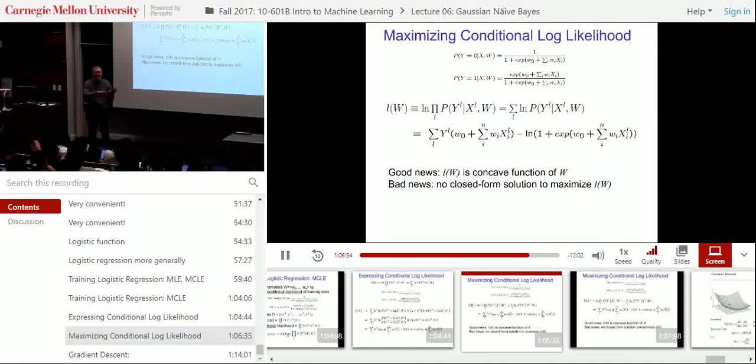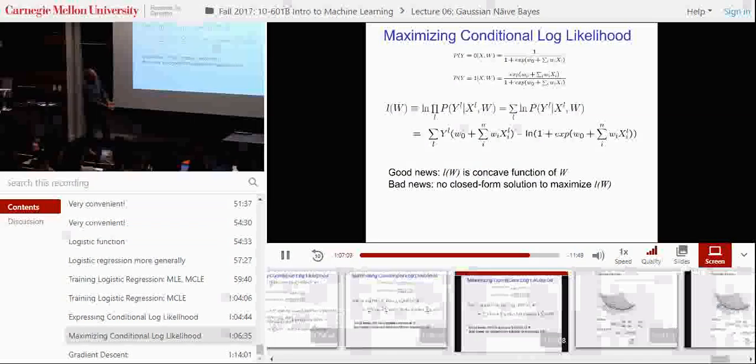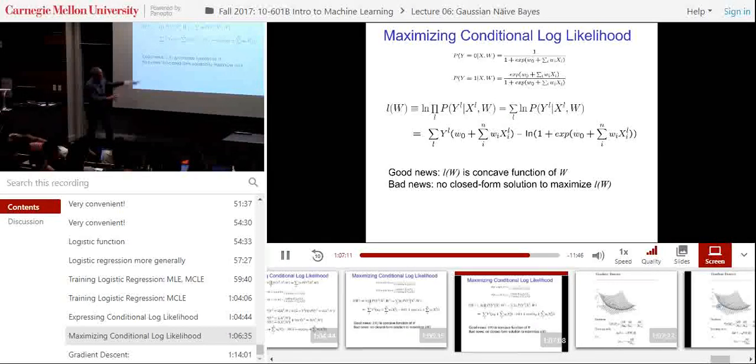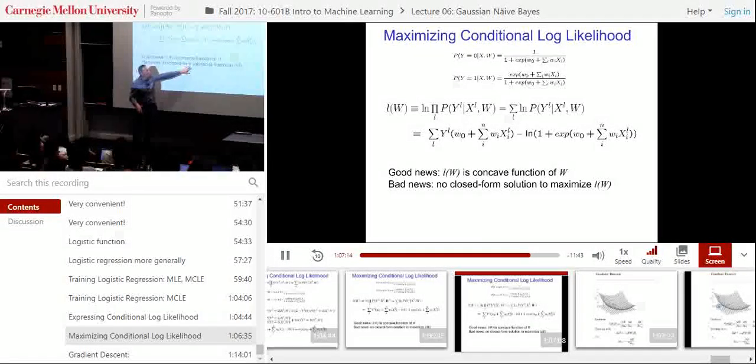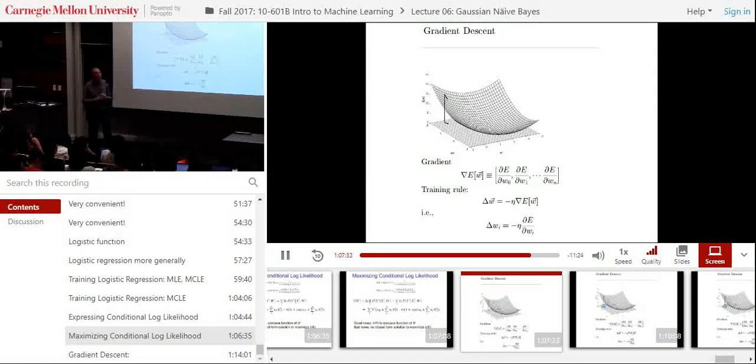That is, if we plot this function against all the possible w sub i values, there's just one nice optimum. The bad news is there's no known closed form solution for this. We can't just solve for w's given the observed values of our x sub i's and our y's. So instead we use a very general technique, which some of you probably already know, called gradient descent or gradient ascent. It doesn't really matter.